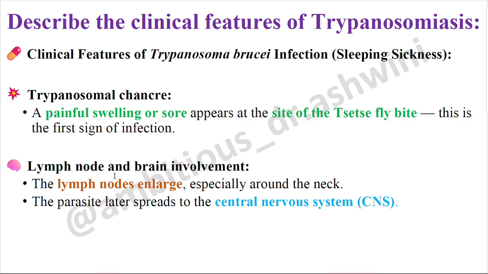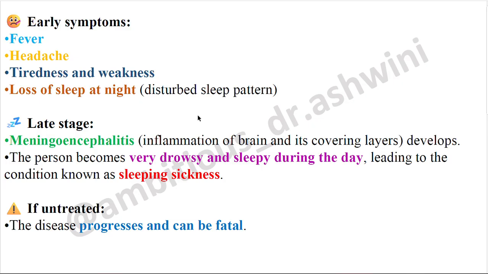Then, lymph node and brain involvement. The lymph nodes enlarge, especially around the neck. The parasite later spreads to the central nervous system. The early symptoms are fever, headache, tiredness and weakness, and loss of sleep at night, which is a disturbed sleep pattern.